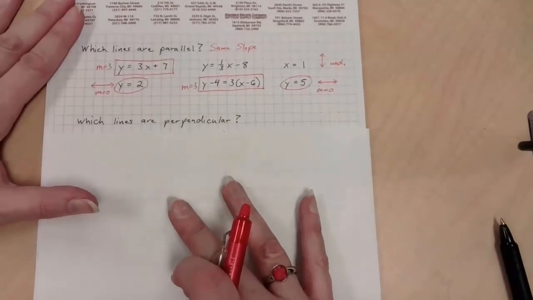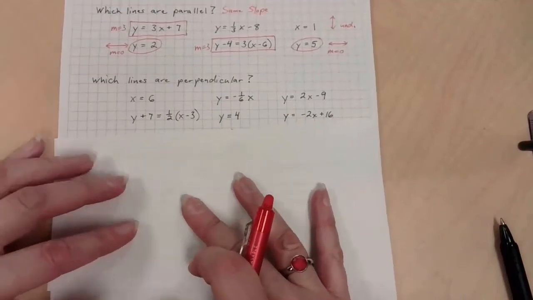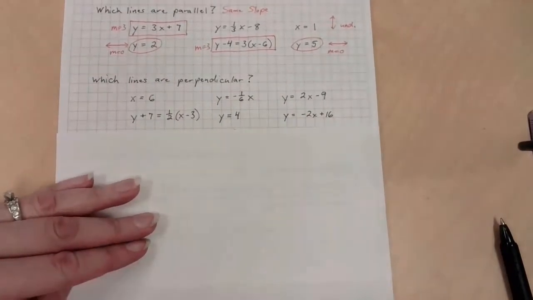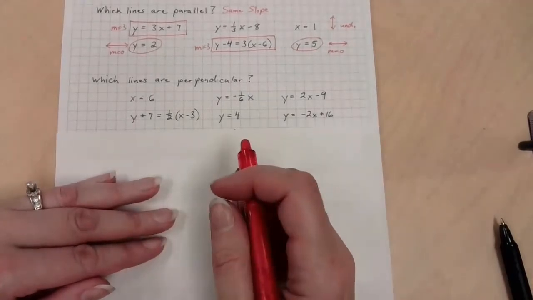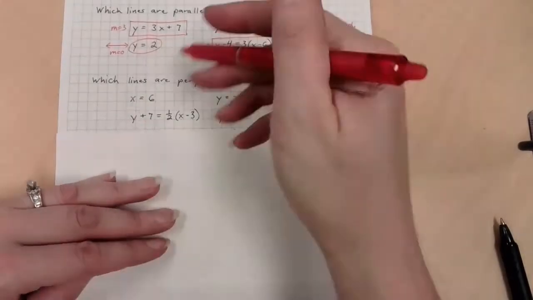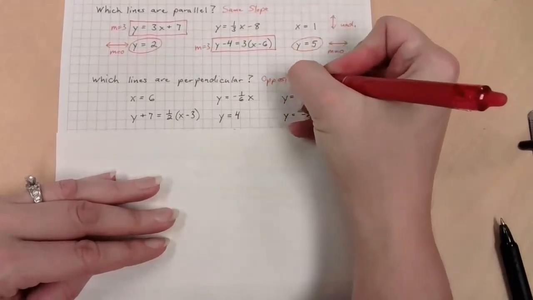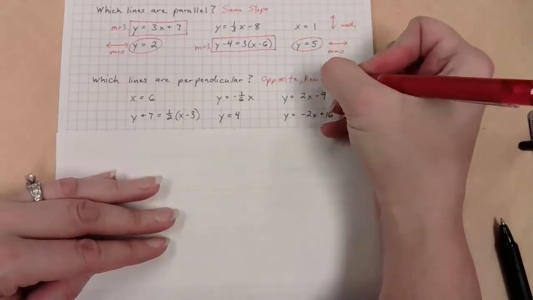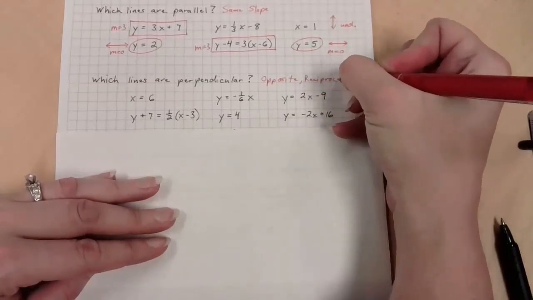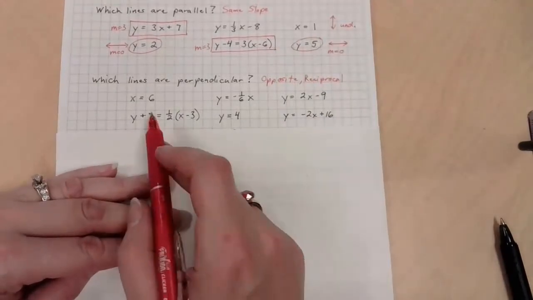All right, so next question, which lines are perpendicular? Uh-oh, what are we going to do this time? Well, let's see here, folks. Again, I've got 6 equations looking for the ones that are perpendicular, which means I don't want the same slope this time, but I want, what are the 2 words? Opposite and reciprocal. Opposite, reciprocal.